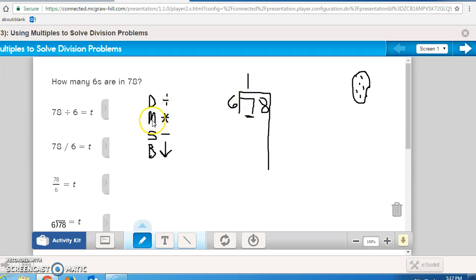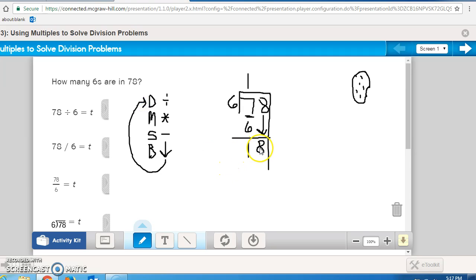I multiply. 1 times 6 is 6. Now I do my next step. I subtract. 7 minus 6 is 1. And now I bring down. And I bring down my number 8 to go alongside the 1, and now I do 18. Once I get to this step, I go right back around and start up top with division.